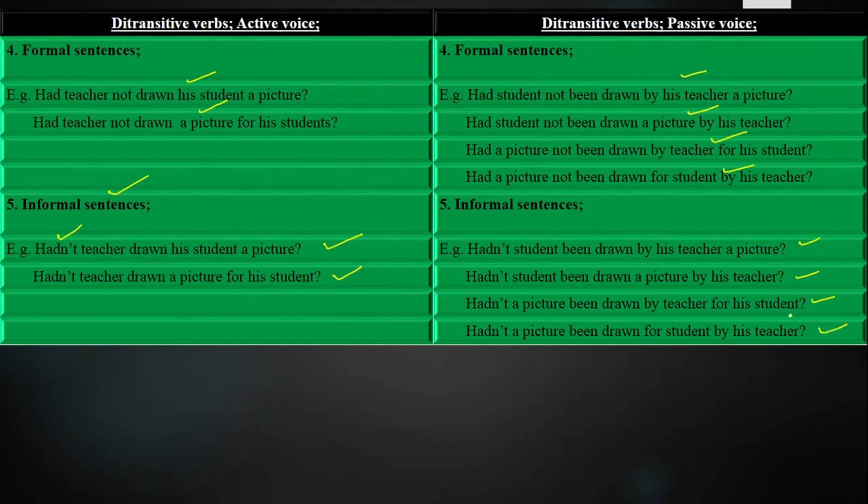So these are the sentences of the ditransitive verb draw from active voice into passive voice in the past perfect tense.